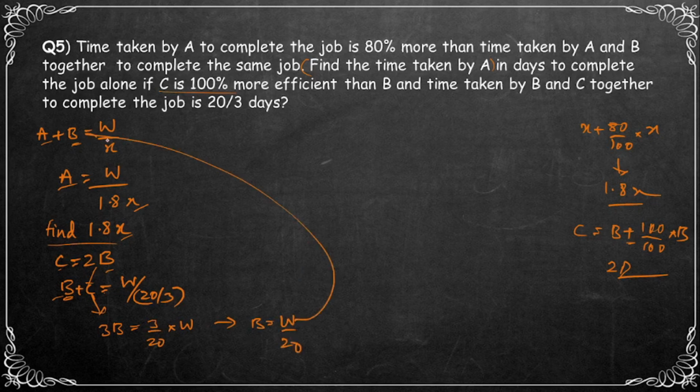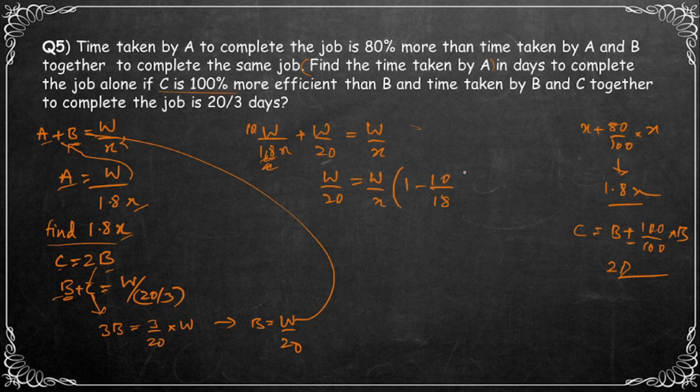If we substitute that here, so W by 1.8x plus W by 20 is equal to W by x. So 1.8 is nothing but 18 divided by 10. So this 10 goes in the numerator, 10 by 18 into W by x. So if it goes that way, W by x, if I take common, here we have 1 and here we have 10 by 18, right?